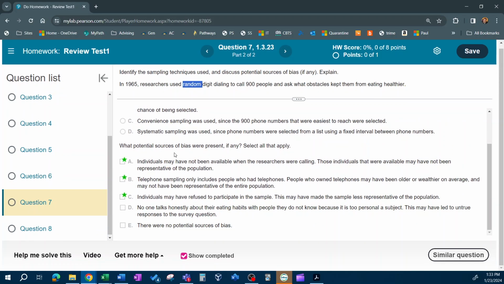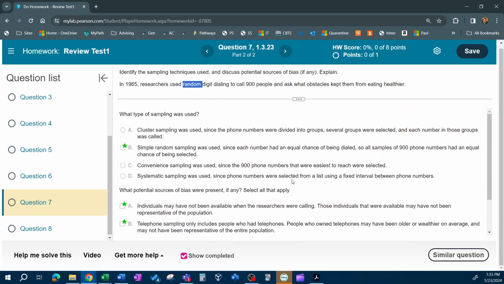What potential sources of bias are there? Individuals may not have been available, right? That could happen. Some people don't have telephones, right? So they're automatically left out of the sample. Individuals may refuse to participate in the sample. I'll tell you what, some of these are a little bit hard to distinguish. And if you feel like you have a good reason to pick something, you got it marked wrong, you can write me and I'll look at your answers there.